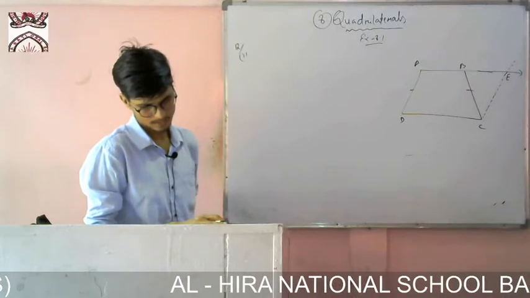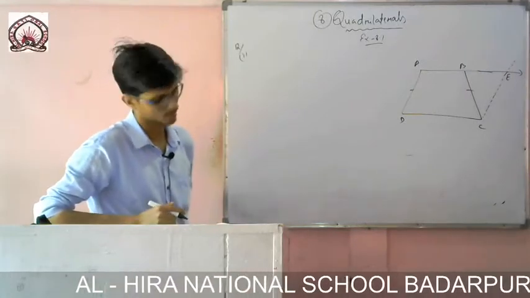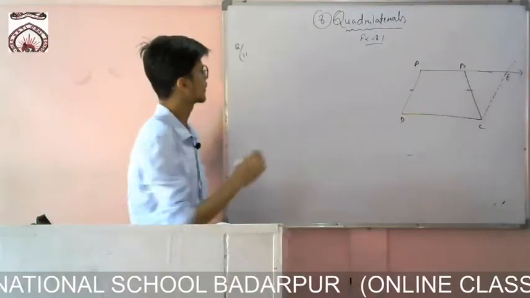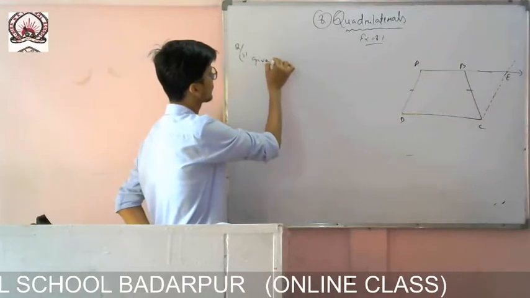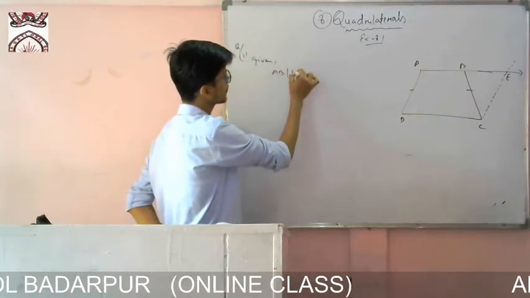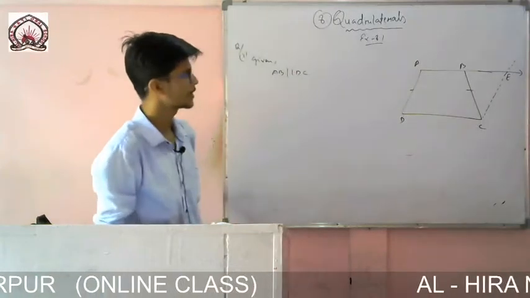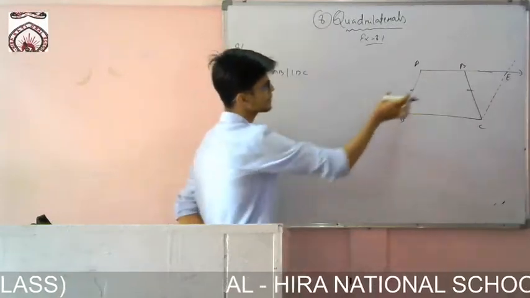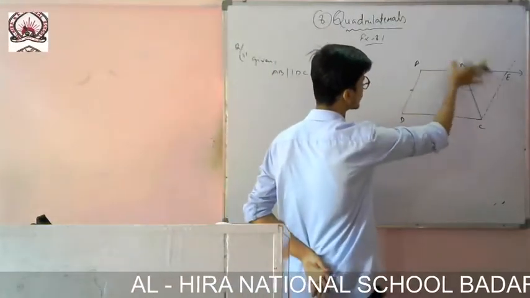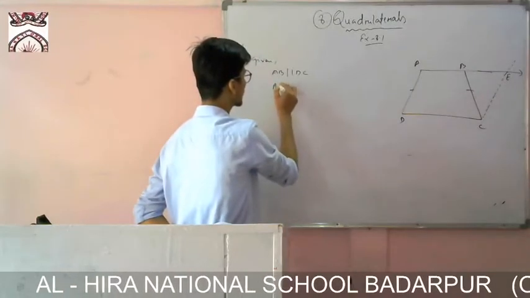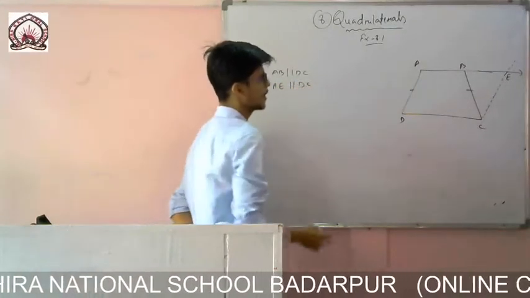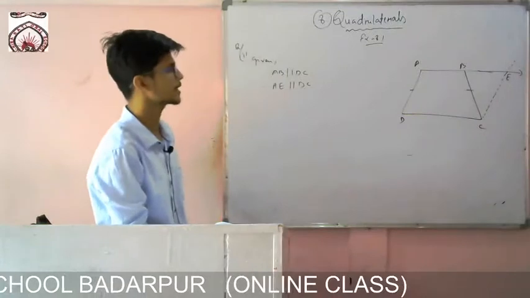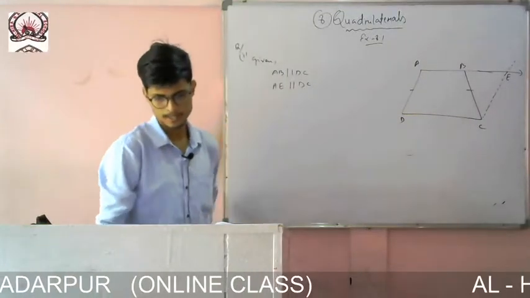Here it is given that AB has been produced to point E, so no need to write anything. Given: AB is parallel to DC. If AB is parallel to DC, then this whole line is also parallel to that one. So in place of AB I can write AE is parallel to DC, since AB and AE are the same line.